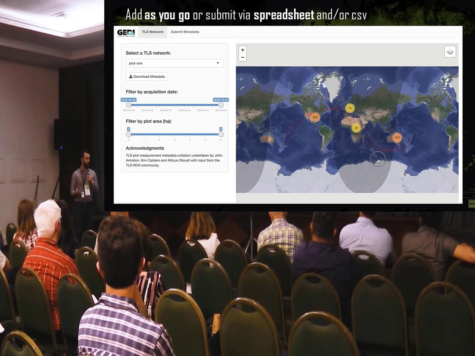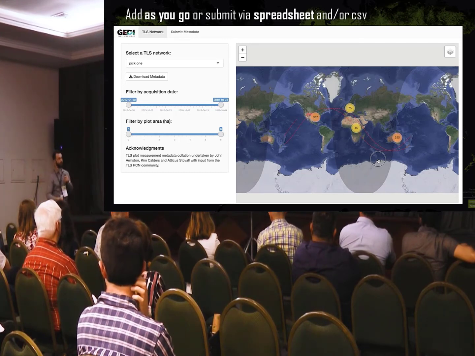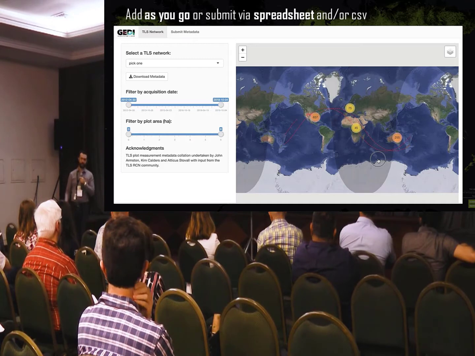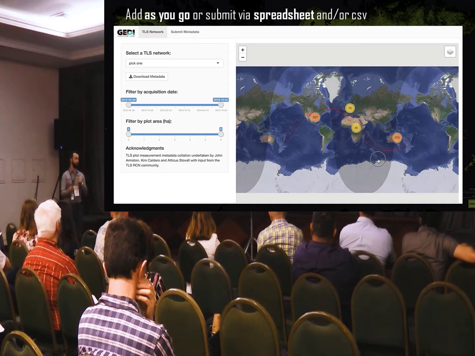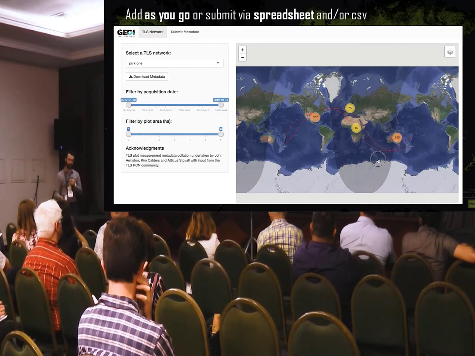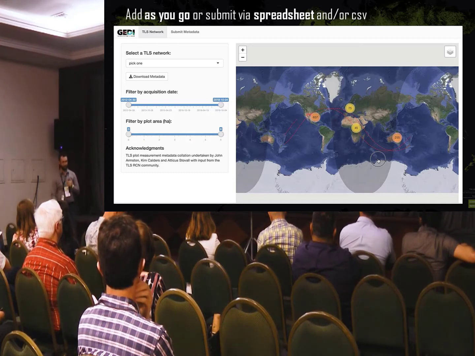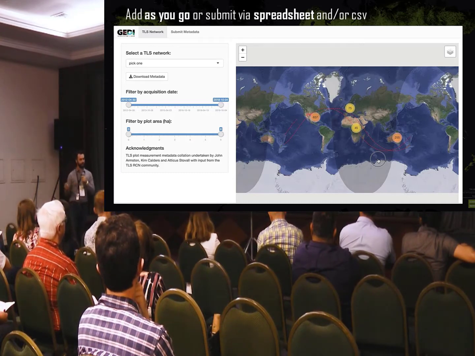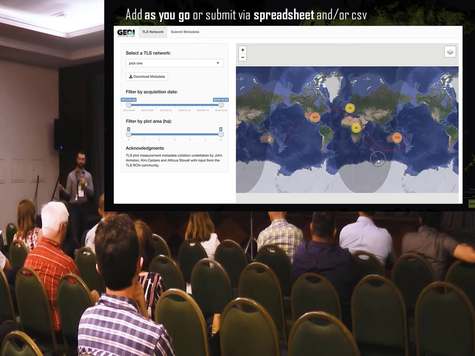And as of now, we have over 1,000 TLS acquisition plots that we've collected in all these different environments. The idea is to open this up to everyone so that we can know exactly what everyone has. Not actually get your data, but the metadata, just so we know what's out there.